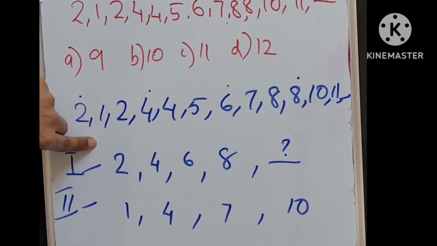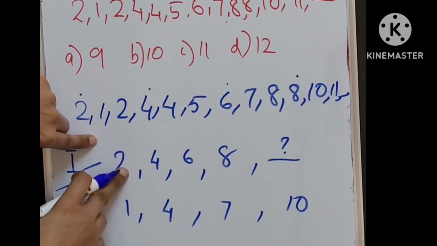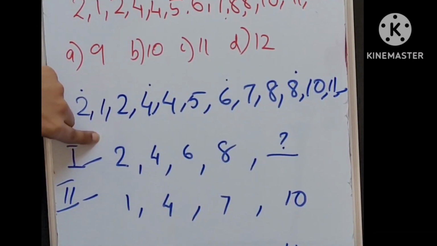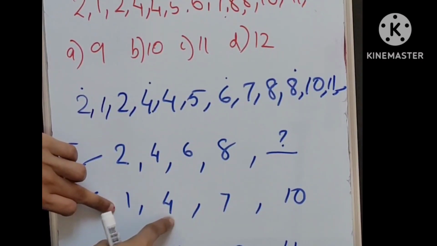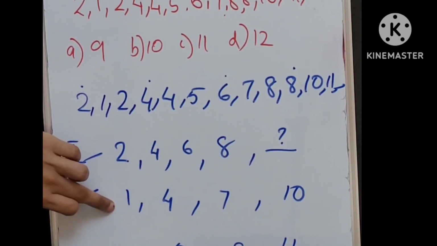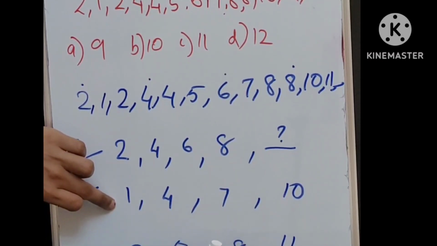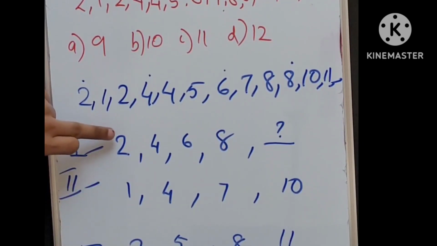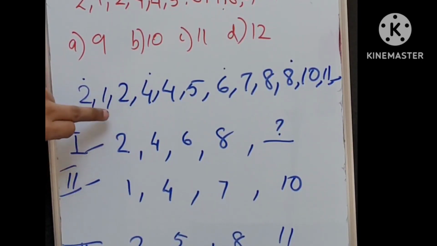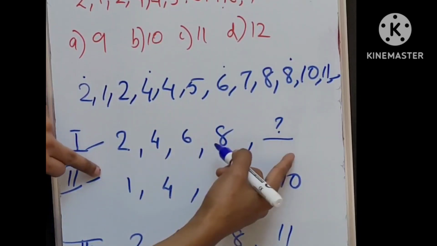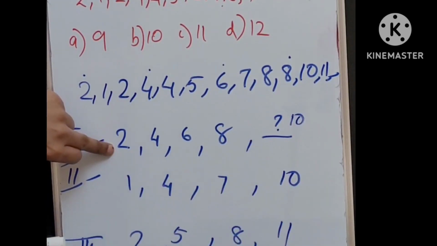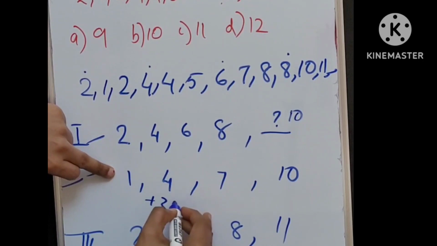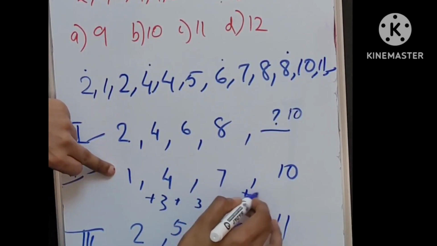The first series consists of consecutive even numbers, so the missing number is 10: 2, 4, 6, 8 and 10. In the second series, 1 plus 3 is 4, 4 plus 3 is 7, 7 plus 3 is 10.